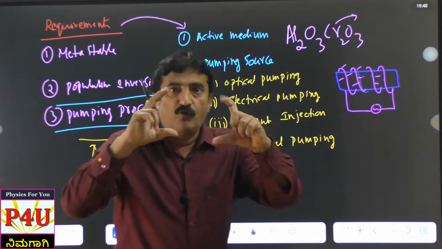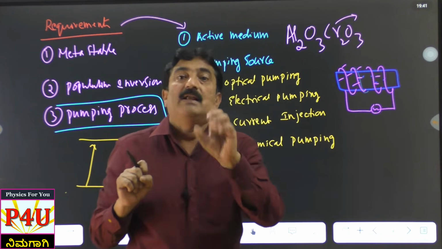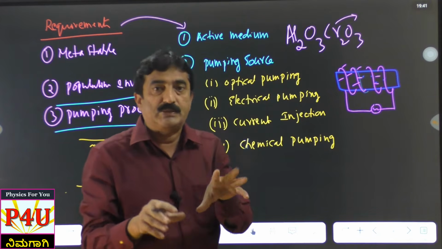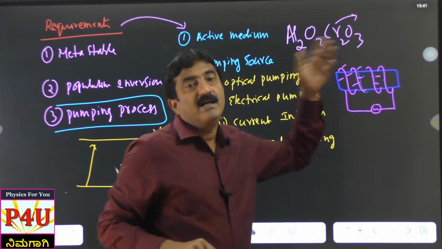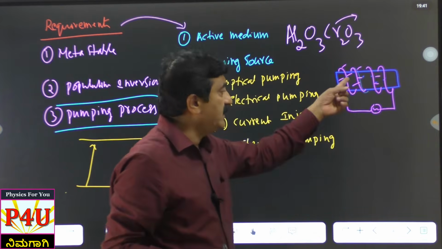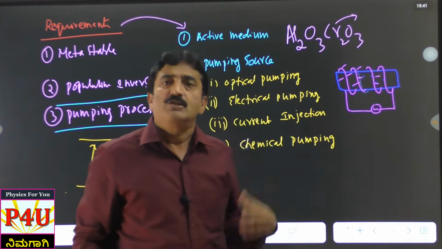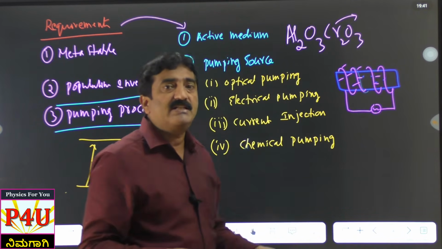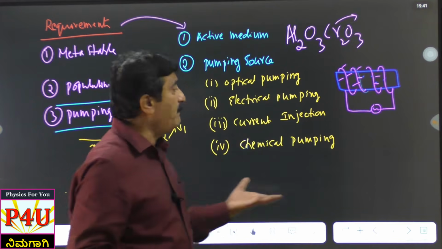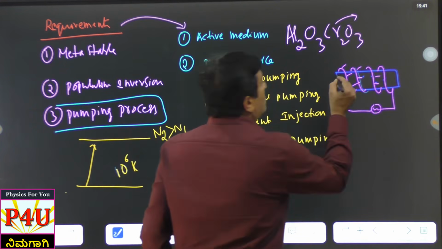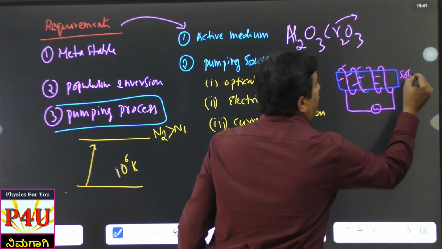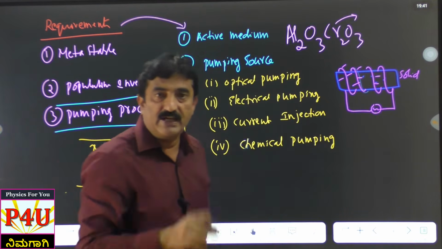Like when you click a photo and a flash comes suddenly, like that it gives a sudden flash. Because of such an intense flash, chromium atoms are excited, then lasing action takes place. So that is nothing but optical pumping. Like that, depending upon the type of the laser, we use different pumping mechanisms. This is actually a solid laser, because the ruby crystal is a solid material, so it is called a solid laser.